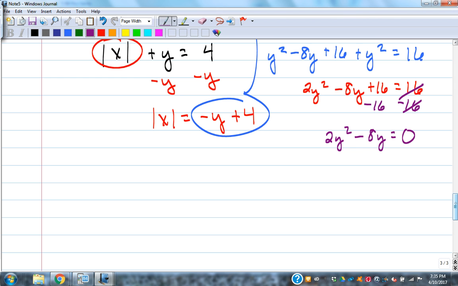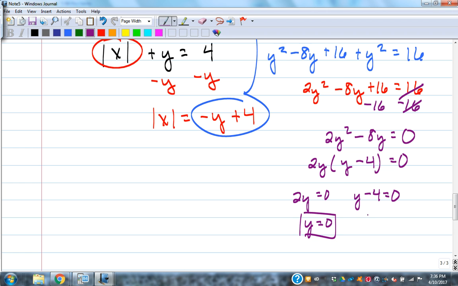I could do quadratic formula. A is 2, B is negative 8, C is 0. Or I could do just factoring. And the factoring is quicker. It's 2y, and then this would be y minus 4. You get 2y is equal to 0, y minus 4 is equal to 0. So you get y is equal to 0 as an answer, and y is equal to 4 as an answer. But we got to find the x's that go with that.